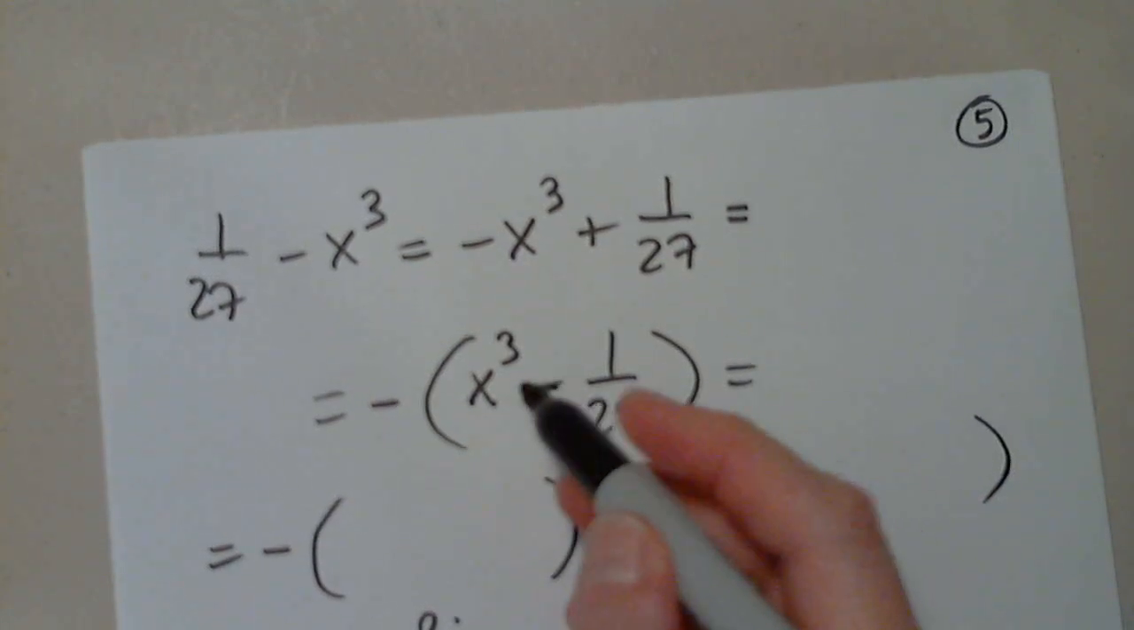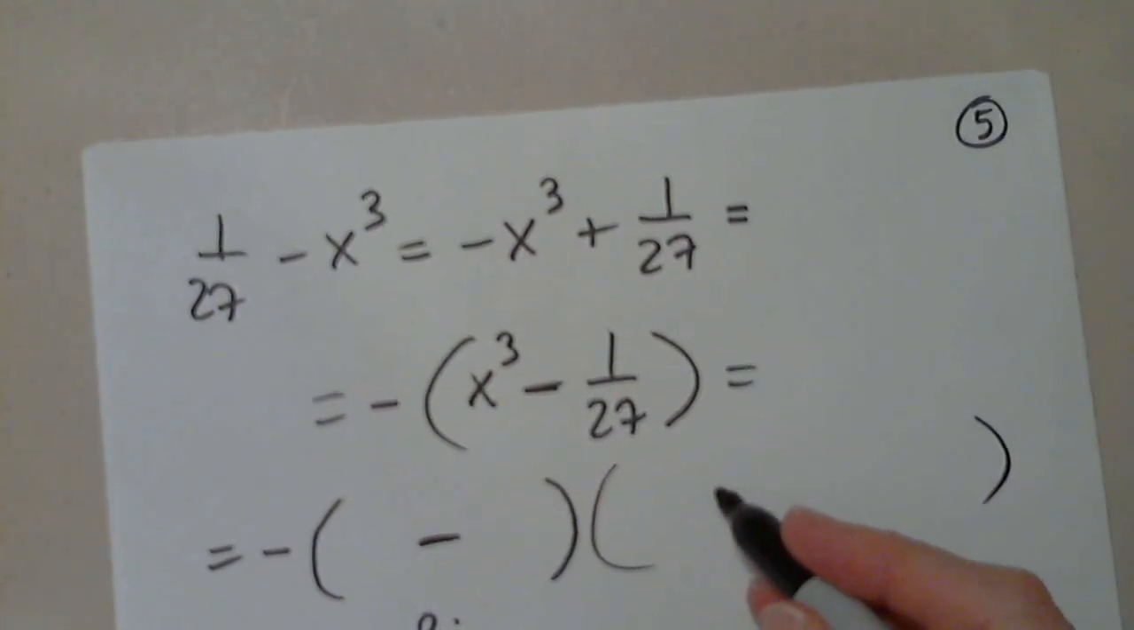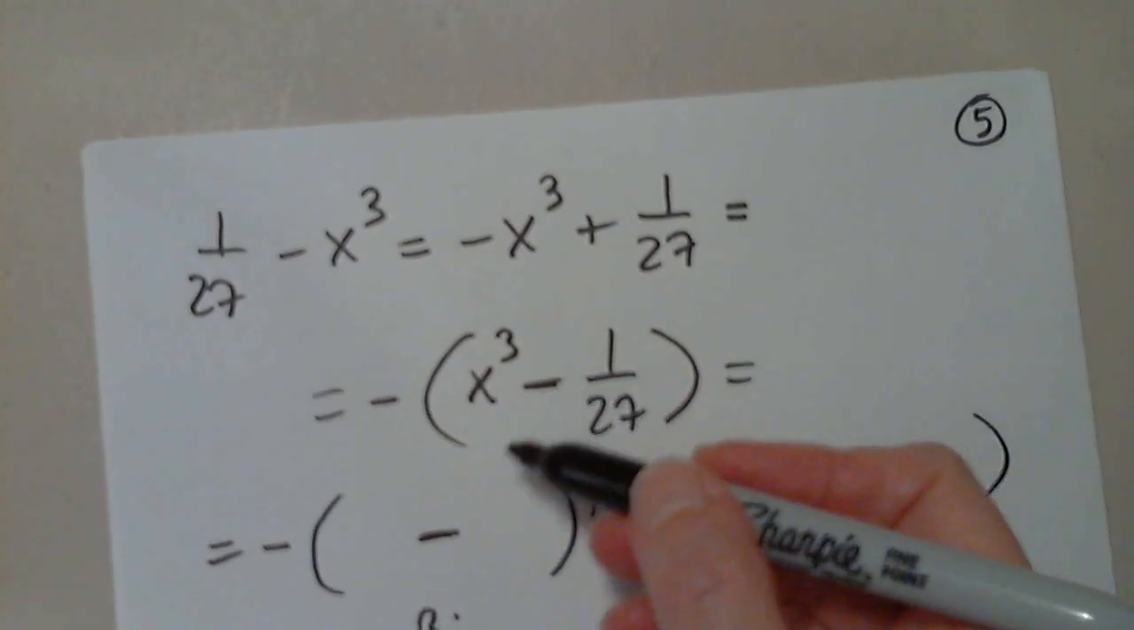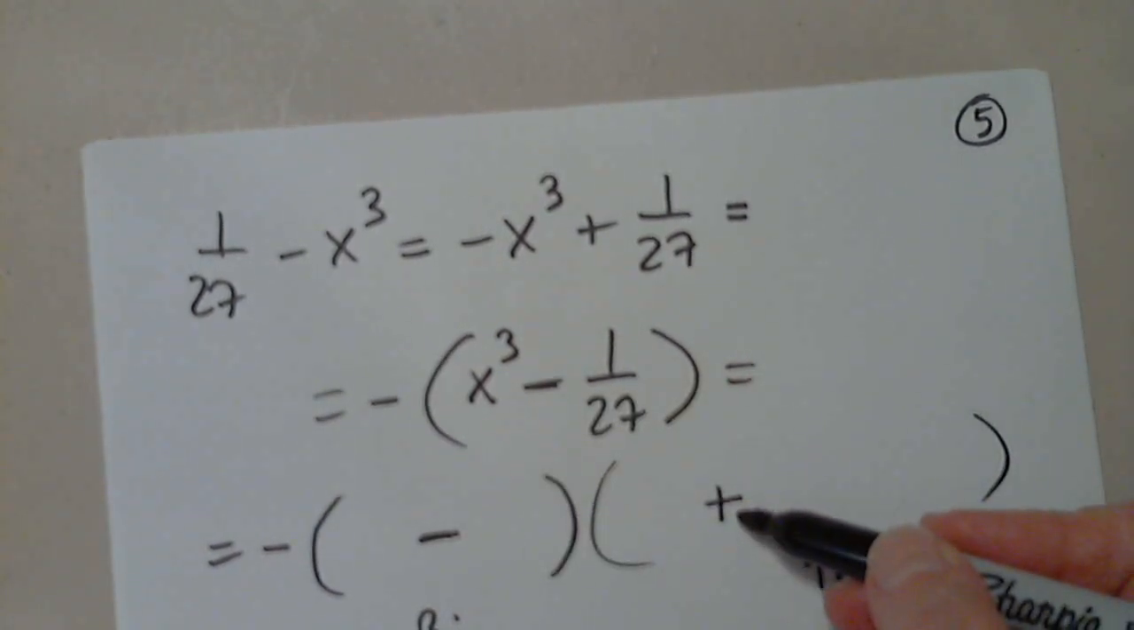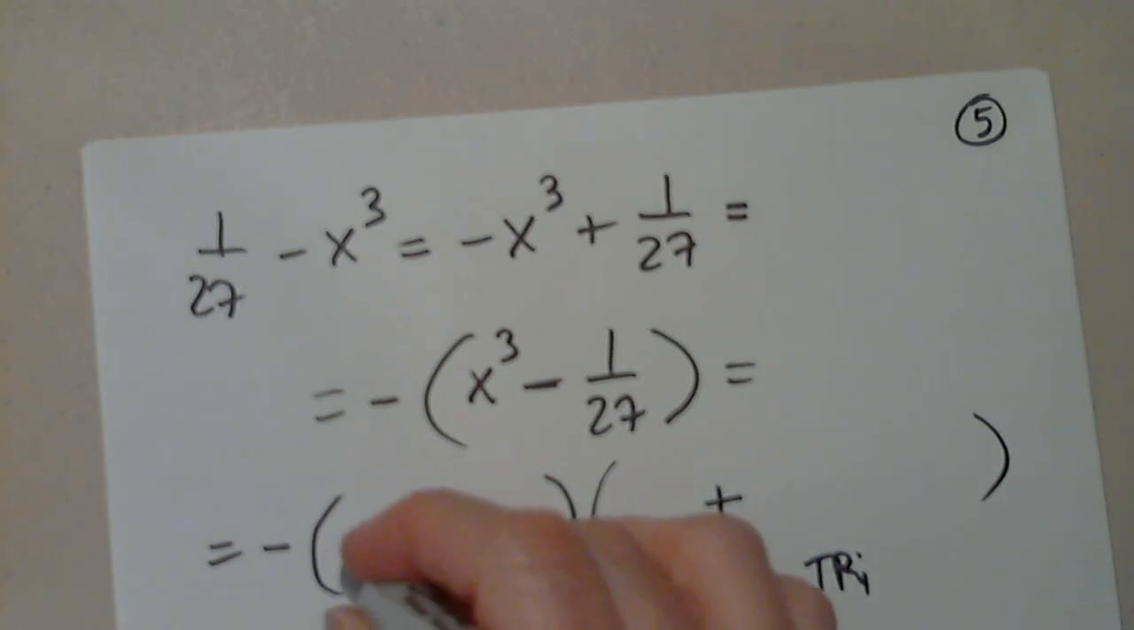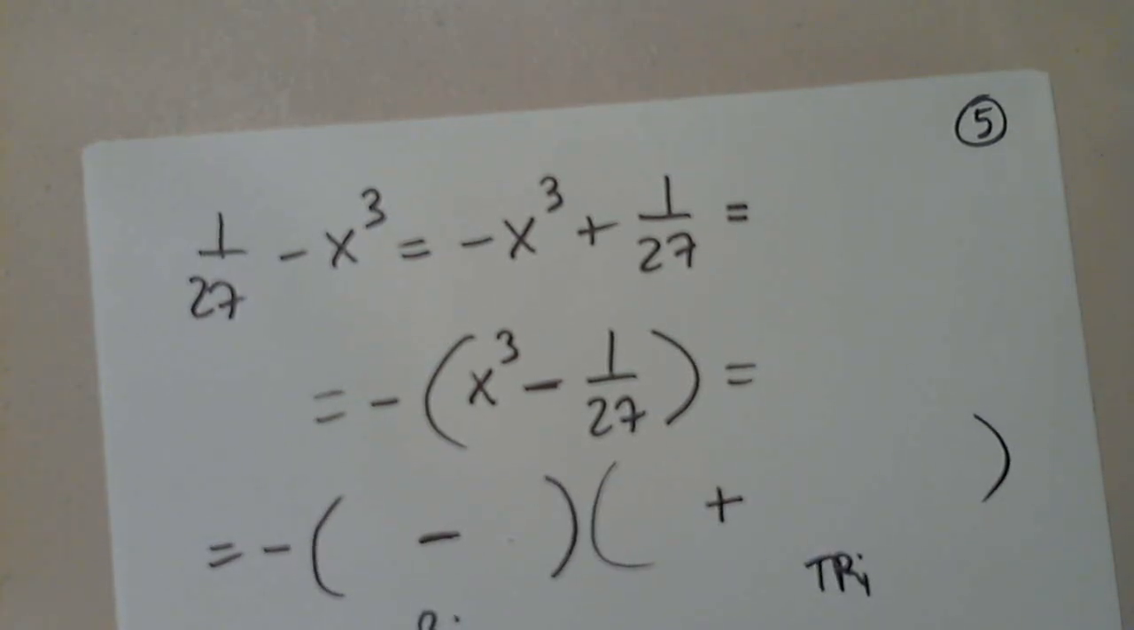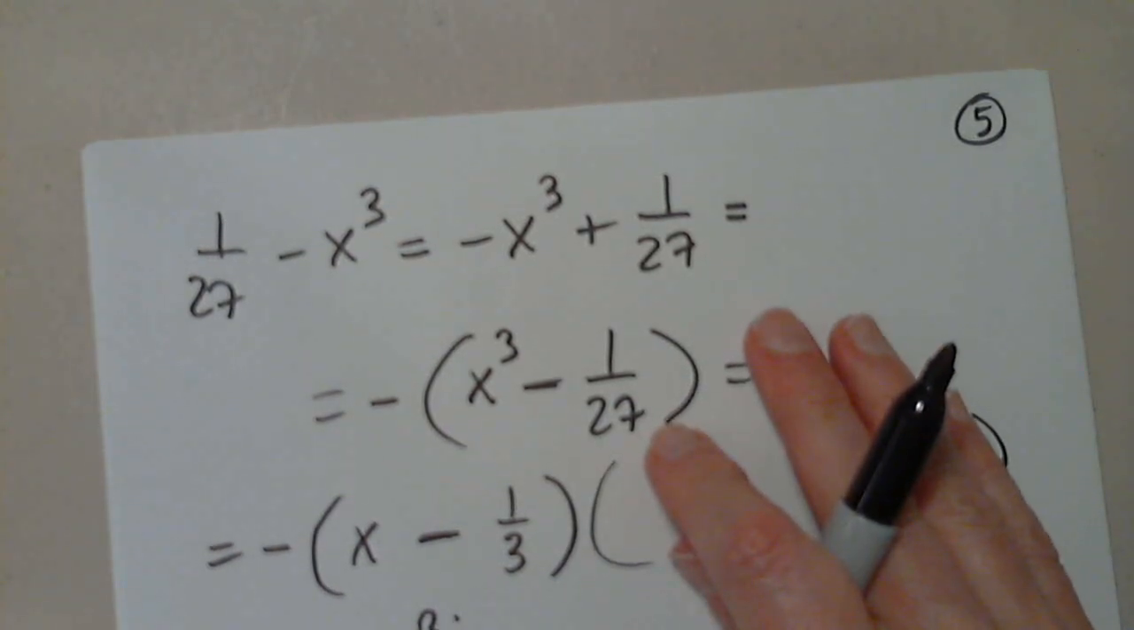Keeping in mind that there is a minus, I have to have a minus here and I have to have a plus. It's minus minus plus or plus plus minus. So what are the two terms in the binomial? X minus a third. Very good. Who was that? Axel. Thank you. Good.